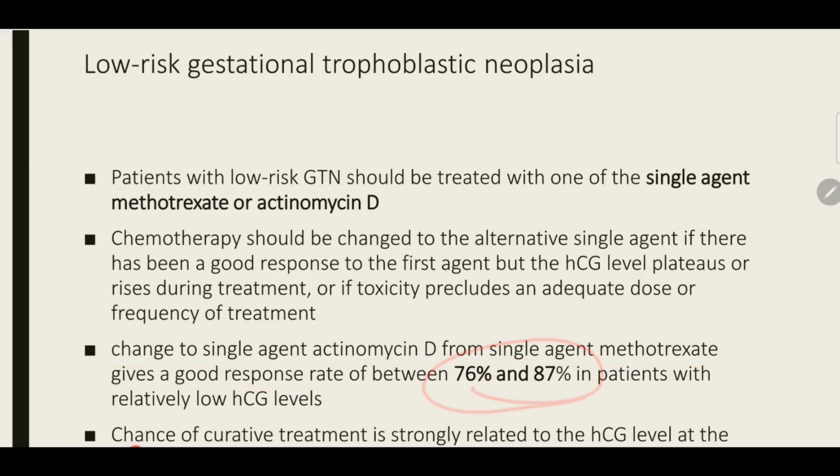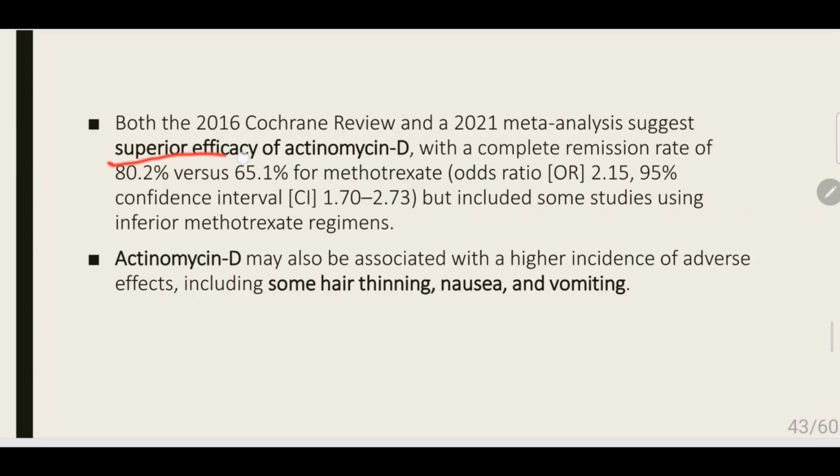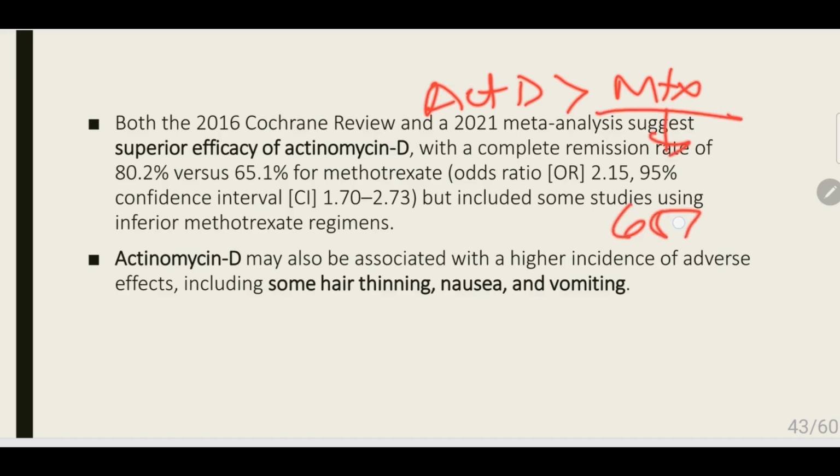So this is an MCQ. Chance of curative treatment is strongly related to the hCG level at the time when single agent actinomycin D starts. Superior efficacy of actinomycin D has been shown by a 2016 Cochrane review and a 2021 meta-analysis, with a complete remission rate of 80% versus 65% for methotrexate. So which is more efficacious? Actinomycin D is more efficacious than methotrexate. Methotrexate around 65%, whereas actinomycin D around 80%.